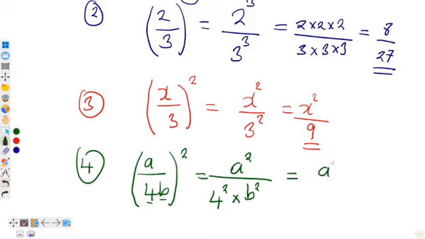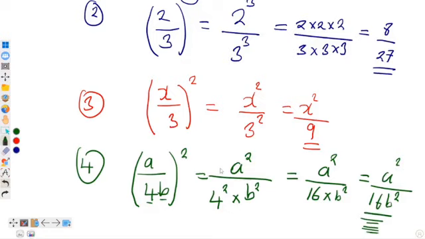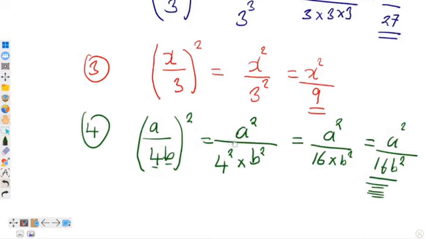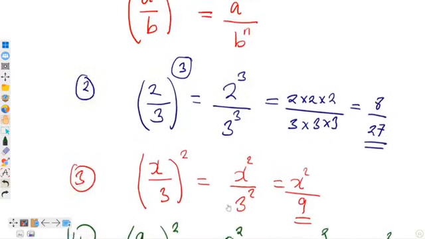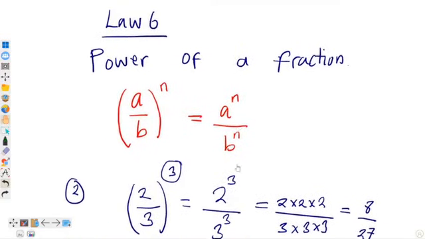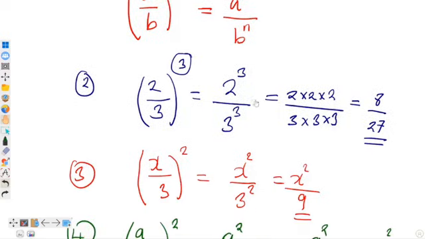So on top we are going to have a power 2 over 4 power 2 means 4 times 4, sorry, which will be a 16, then times b squared. And this will give us our final answer as a squared over 16b squared as our answer. So I hope that it's clear. You have gotten something under law number 6. I believe this is law number 6.